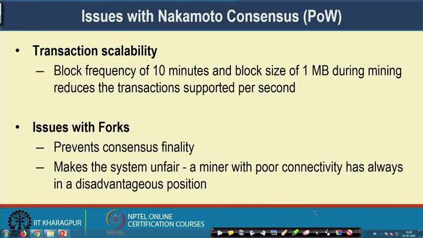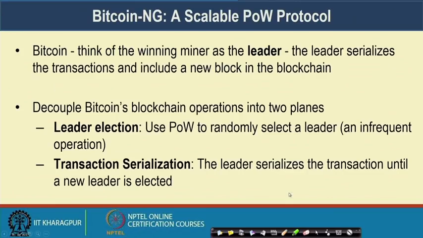So, let us see how Bitcoin NG tackles these two problems. We call Bitcoin NG a scalable proof of work based protocol. If you look into the standard Bitcoin protocol, you have a miner, and the task of that miner is to generate a new block.